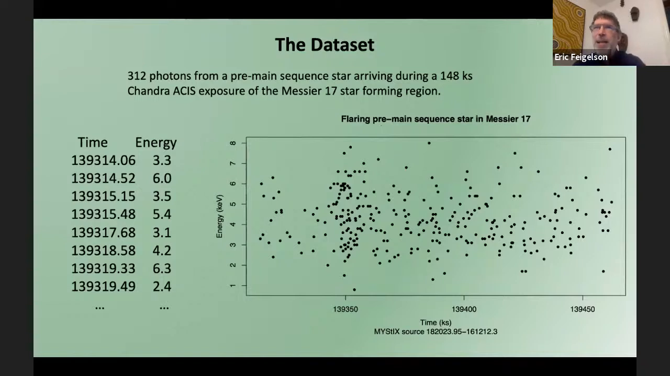My entire talk is going to be based on this data set. It's 312 photons from a variable star. It's a pre-main sequence star in a star-forming region, and the data that I'm going to consider is photon arrival times, and here are the energies of each photon as well. And you can see here that around a fourth of the way through the data set, there seems to be a concentration of photons. So we're going to study this.